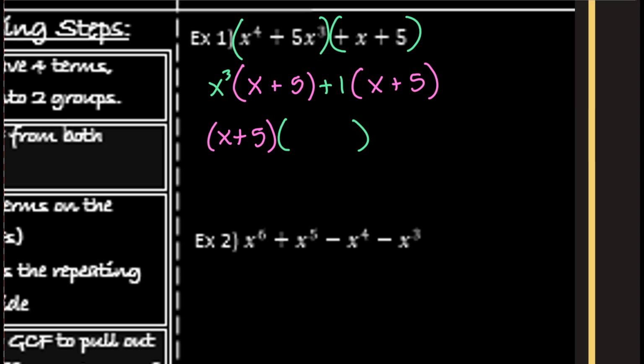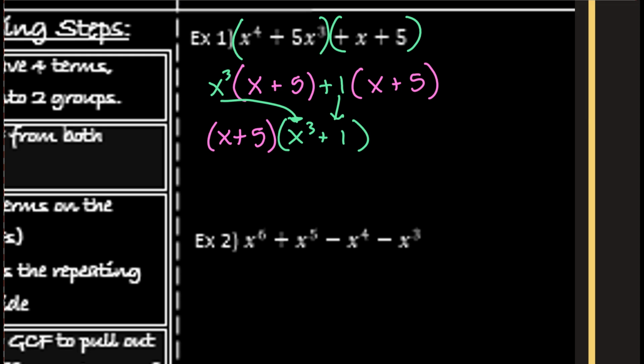Okay. So then my second factor is the leftover GCFs that I pulled out, right? X cubed plus 1. So anytime you're factoring by grouping, one of your factors is the repeating insides. The other factor is the GCFs you pulled out. So I'm done factoring by grouping. I have successfully found one of my factors, x plus 5.